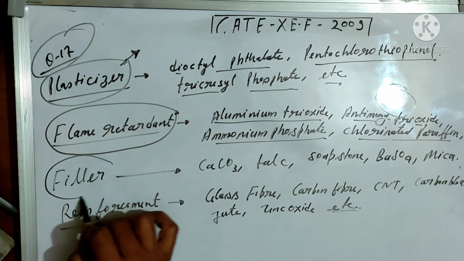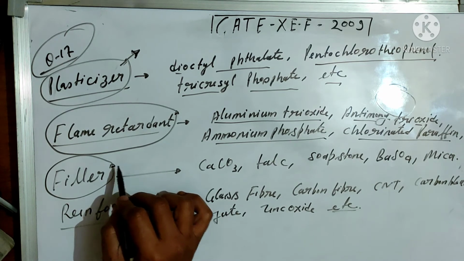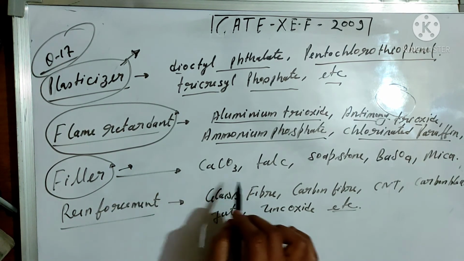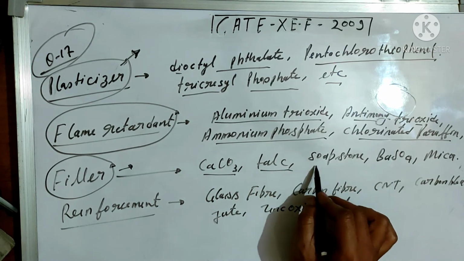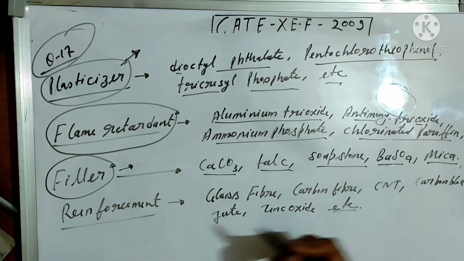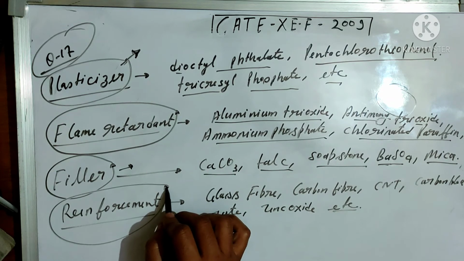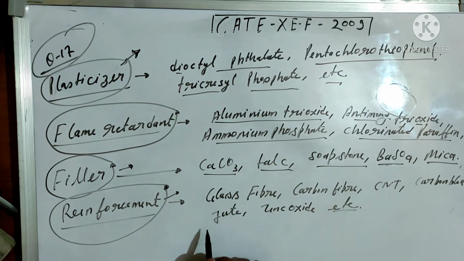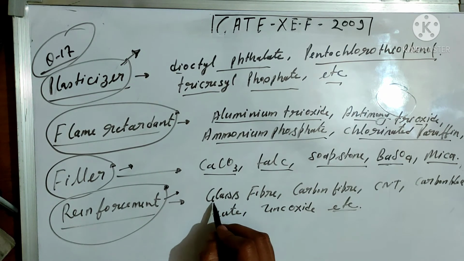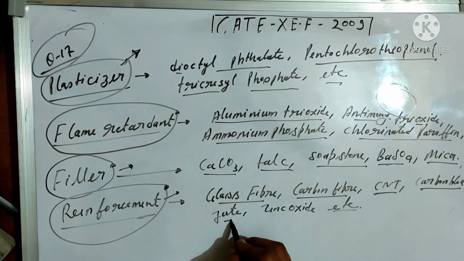The filler is one of the most common additives in the polymer to reduce the cost of the polymeric material. Examples are calcium carbonate, talc, soapstone, barium sulfate, mica, and more. Reinforcement is one of the most important additives in the polymer to increase the modulus and strength of the polymeric material. Examples of the reinforcement are glass fiber, carbon nanotube, carbon black, jute, and zinc oxide.